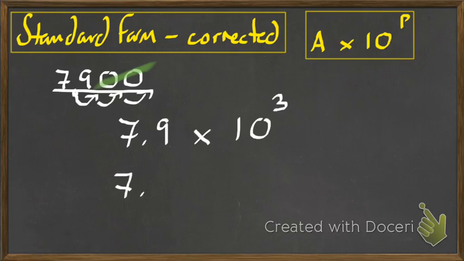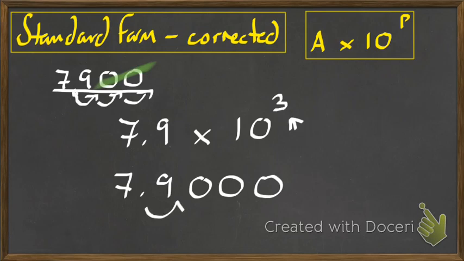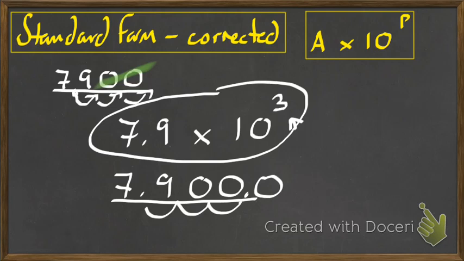And I can do that checking thing. Let's take 7.9, which is what I think it is. I'm just going to add some random noughts on the back end there, and I'm going to move the decimal place by 3. 1, 2, 3. What do I end up with? Yep, I end up with 7,900. So this is the correct answer.